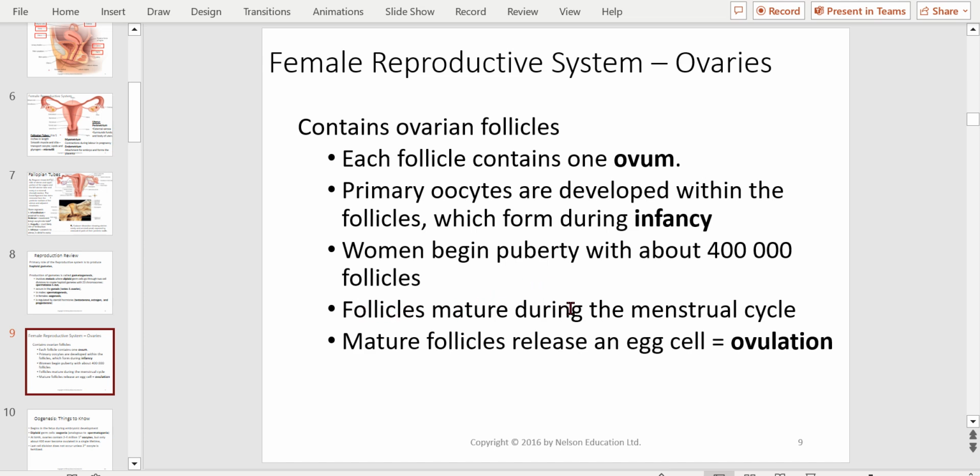The follicles mature during menstruation. Mature follicles release an egg cell. Welcome to ovulation.